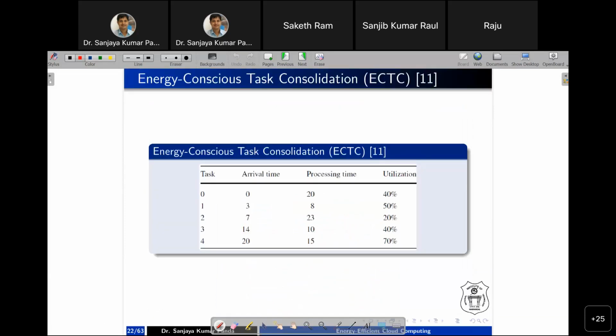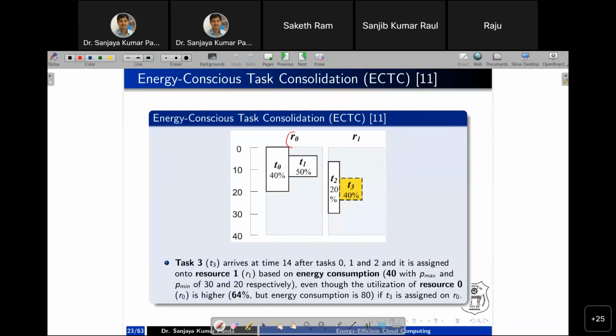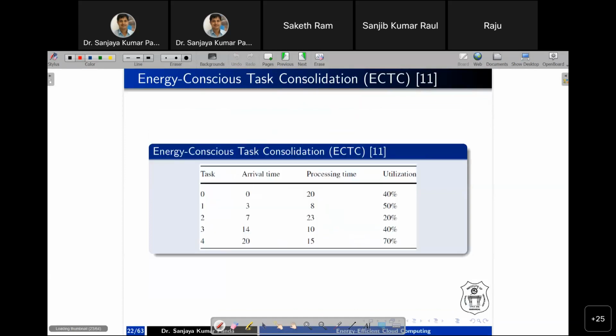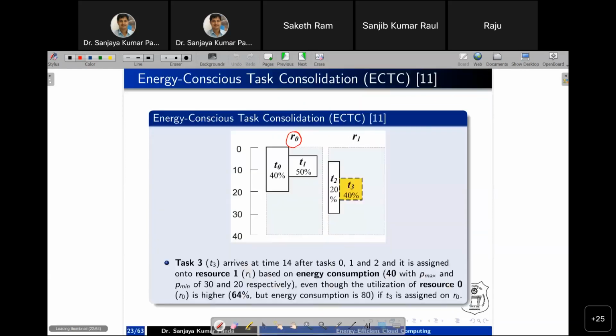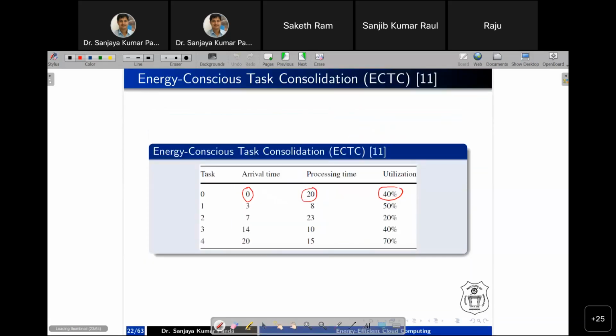Now let us see a simple problem. Now you'll understand whatever I have discussed theoretically. So let us consider there are 5 different tasks. These tasks have their arrival time, processing time, and utilization. So if you observe task zero, the arrival time is 0, processing time is 20, and utilization is 40%. So I have started a resource R0 or a virtual machine R0, in which I have assigned task T0. And task T0 takes 20 time units, that is 0 to 20, and it is utilizing only 40%. So only 40% of the resources it is utilizing, but the resource utilization can go up to 100%, right?